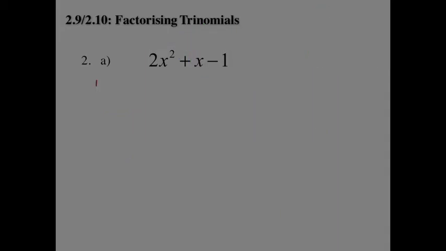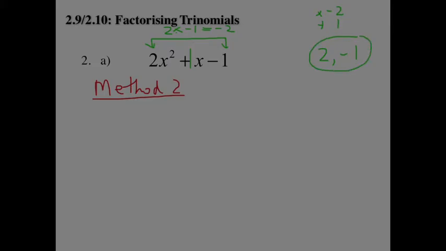So when we're doing method 2, we cheat a little bit, but first of all we still need to know, okay, we're looking at our outside numbers. 2 times -1 is -2. I want numbers that times to give -2 and add to give +1. And so they're the same pair of numbers we had in method 1. They're going to be 2 and -1.